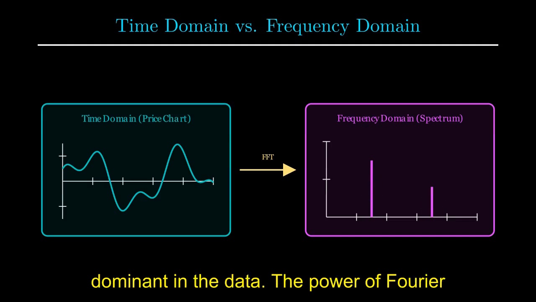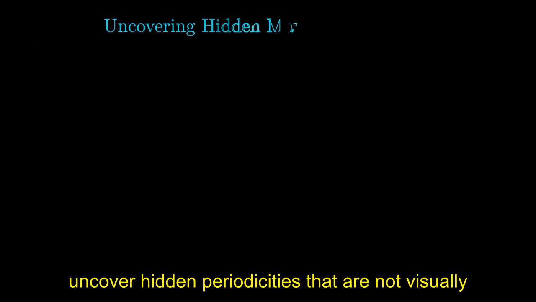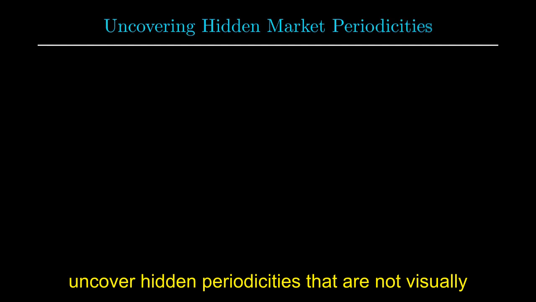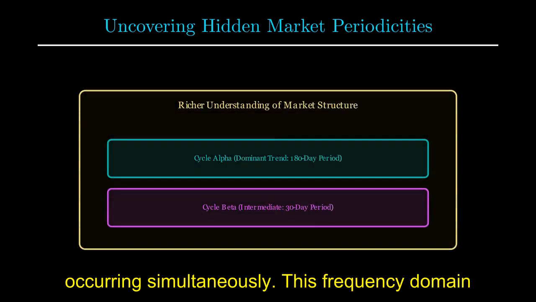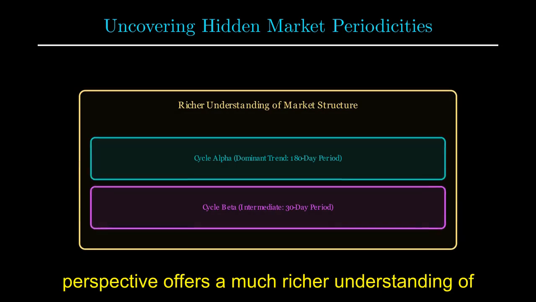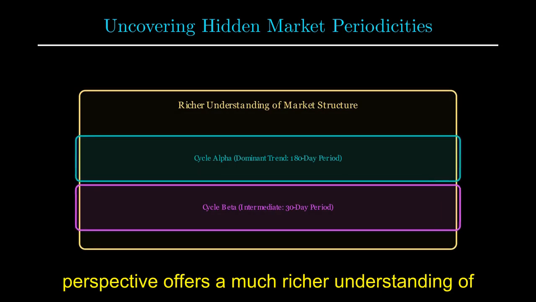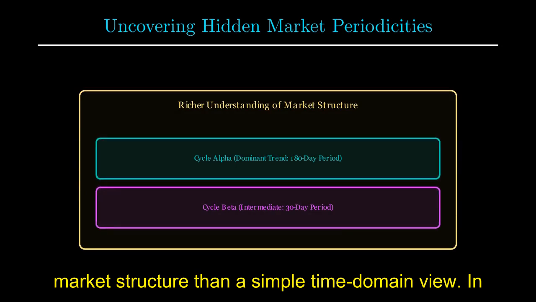The power of Fourier transforms in market analysis is immense. It can uncover hidden periodicities that are not visually obvious, allowing us to identify multiple cycles occurring simultaneously. This frequency domain perspective offers a much richer understanding of market structure than a simple time domain view.